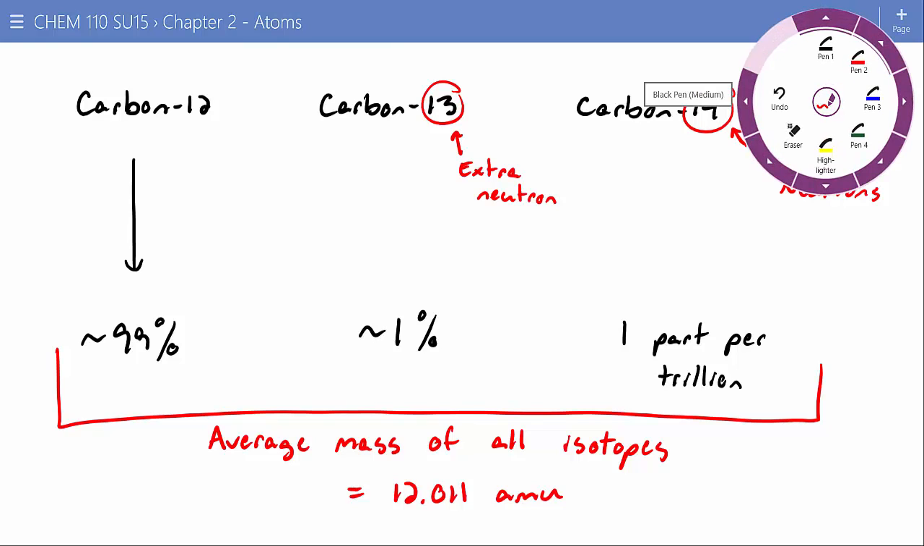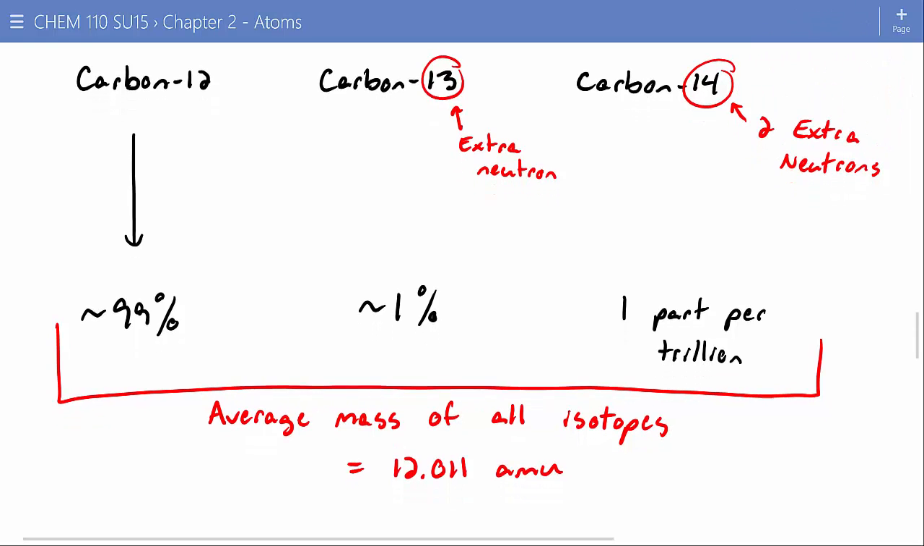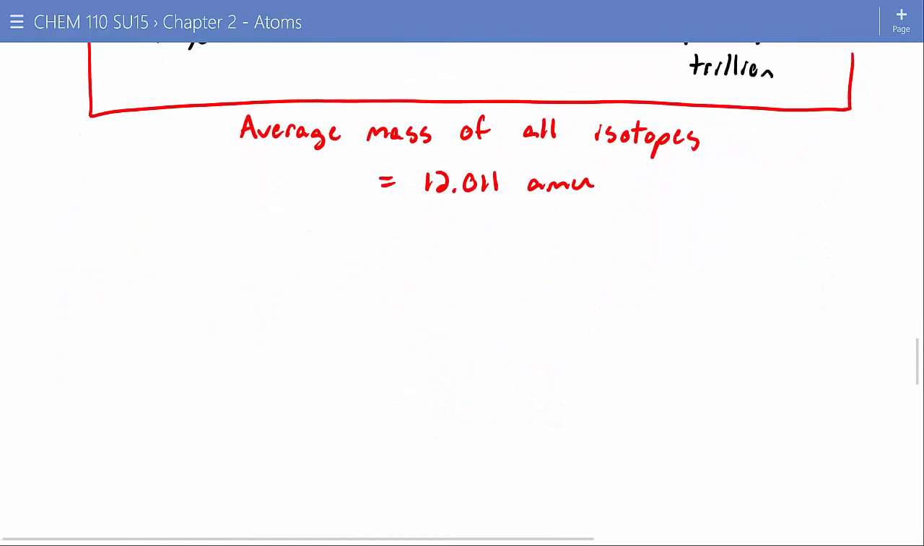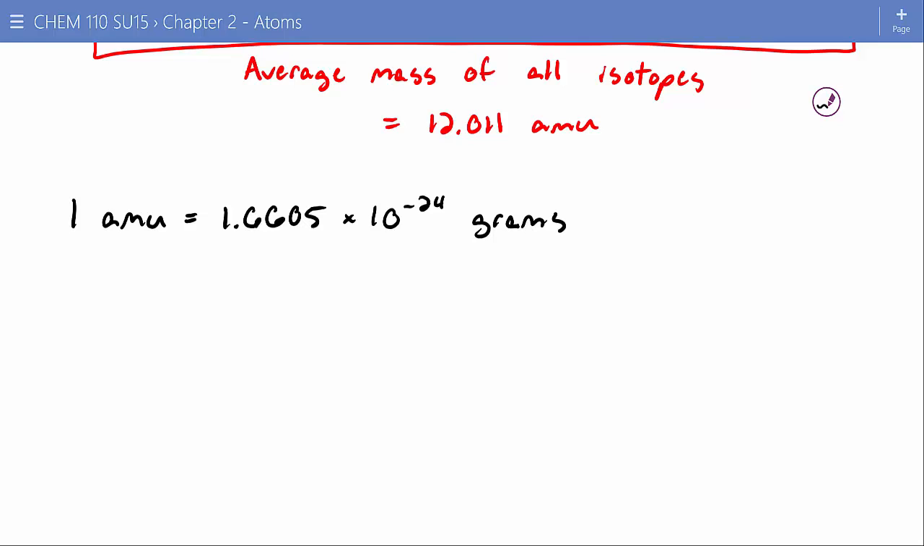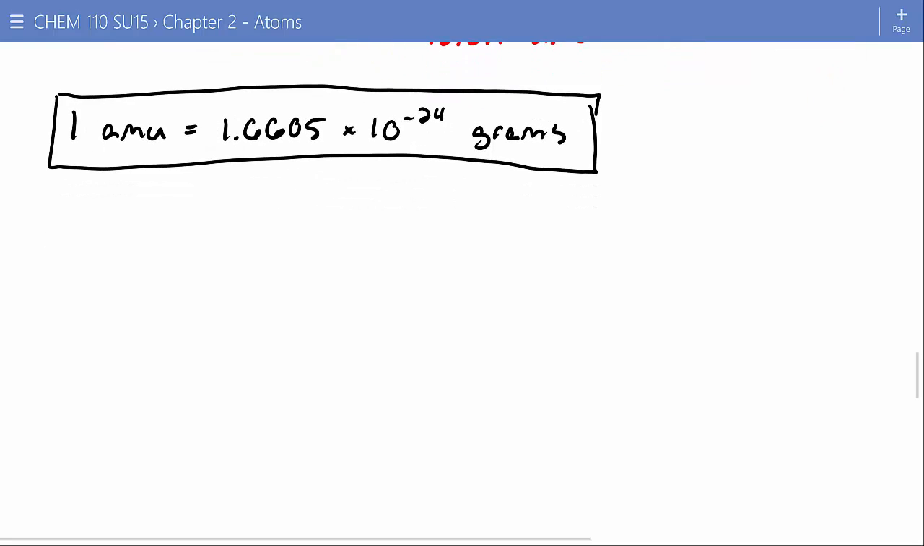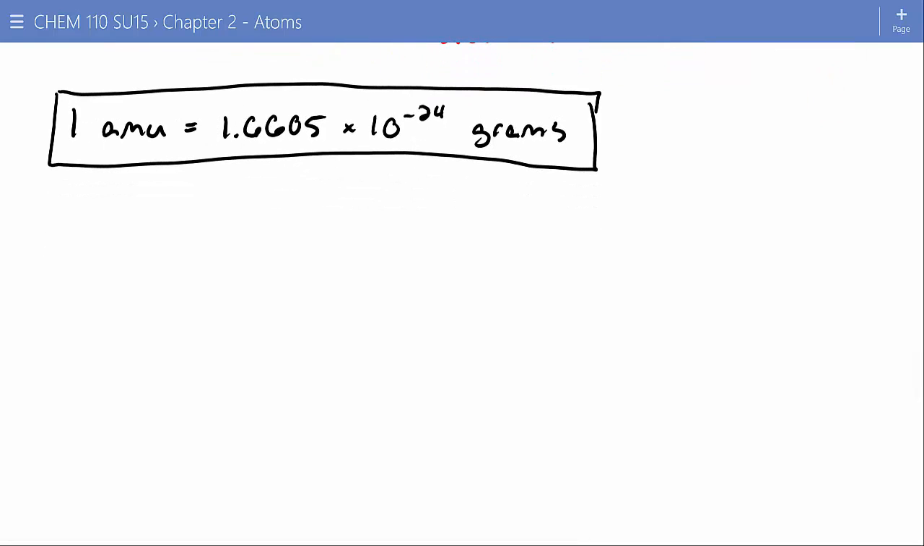We can also relate atomic mass units to a gram value. So now that we've got our SI units figured out, we can say that 1 AMU equals 1.6605 times 10 to the negative 24th grams. So that's our other standard too, now that we have our scientific SI units that we work with, and those are always going to be in grams.